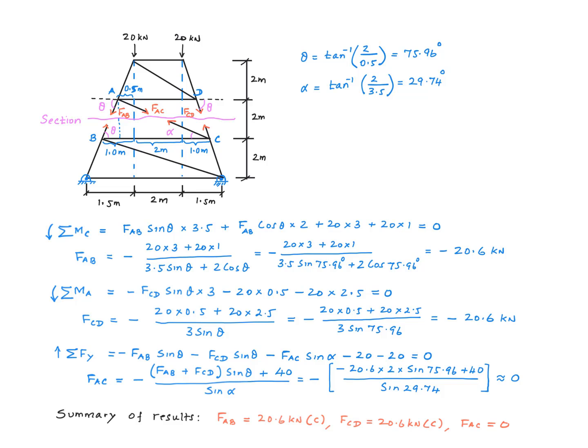So we found everything we were asked to find. Here's a summary of the results. Since we ended up having negative numbers for FAB and FCD, they are actually compressions.